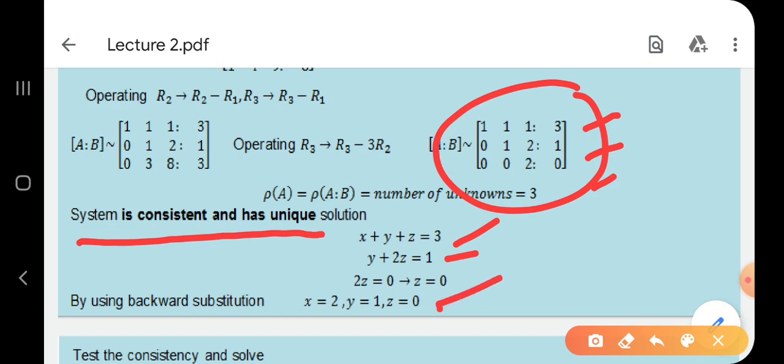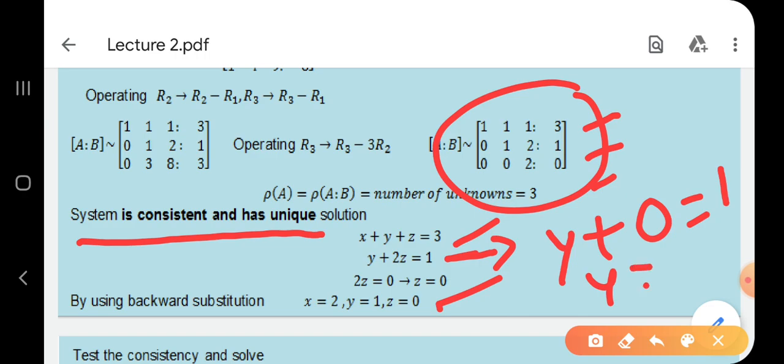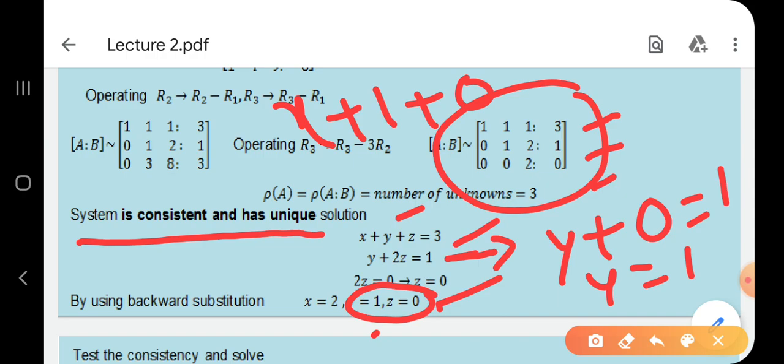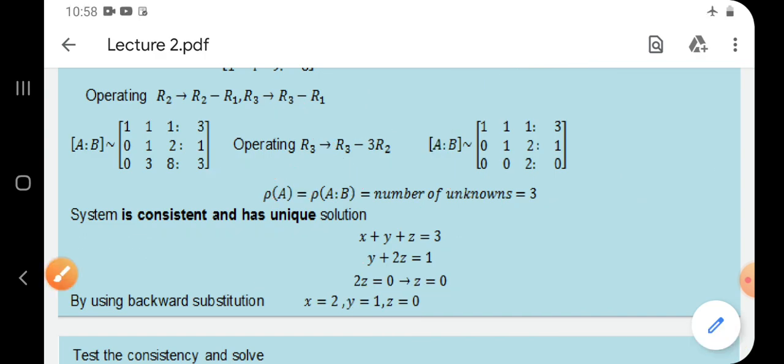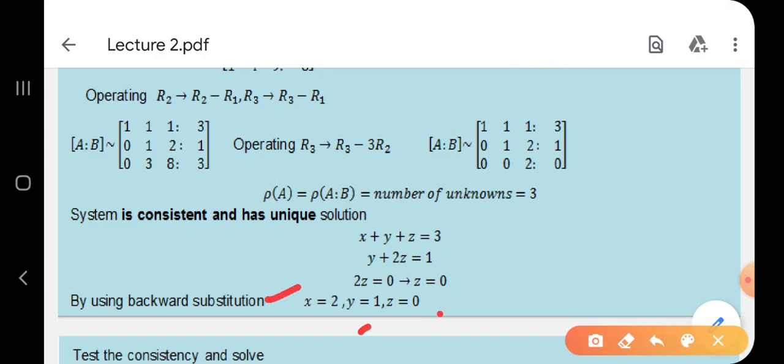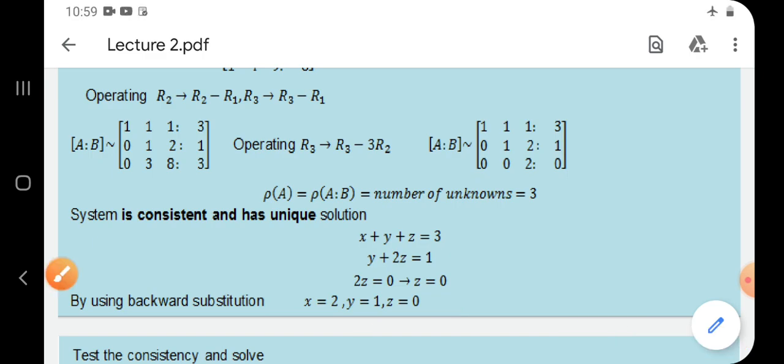Now back substitute. Here in this equation put z equal to 0. What I get? y plus 0 is equal to 1. So I get y equal to 1. Now y equal to 1 and z equal to 0, substitute in the first equation. What I get? x plus 1 plus 0 is equal to 3. So x is equal to 3 minus 1, so my answer is 2. So what is the answer? 2, 1, 0. So this is the unique solution. Understood it? So this is our first solution of the first problem.